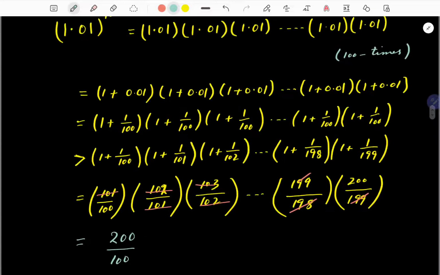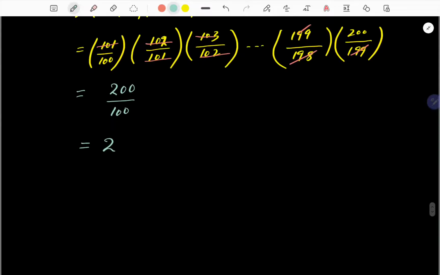Since this side is smaller than this side, the left side is greater due to this relation. So 1.01 power 100 is greater than 2. Thus 2 is a smaller number as compared to 1.01 power 100.